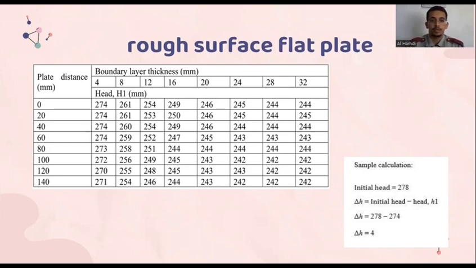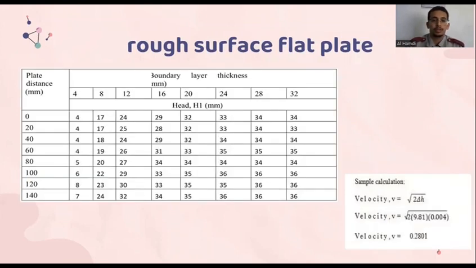So now we have a rough surface flat plate. Firstly, this table shows the boundary layer thickness versus head H1. For sample calculation, we have initial head equal 278 and delta H equal to 4. So now this table shows boundary layer thickness to head H1, as you can see.